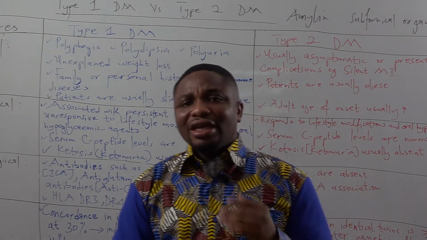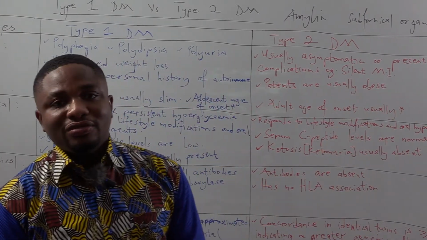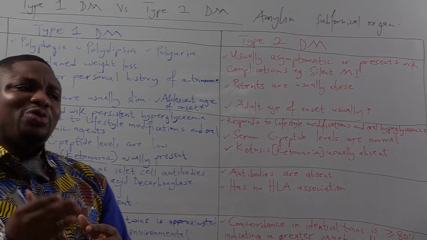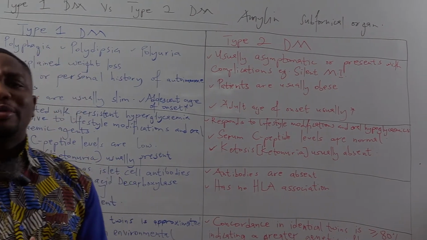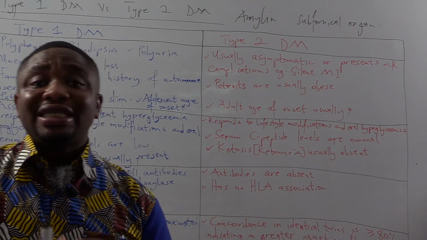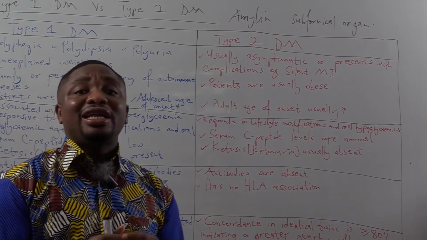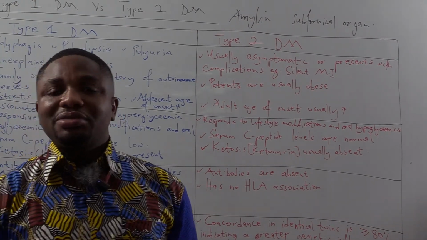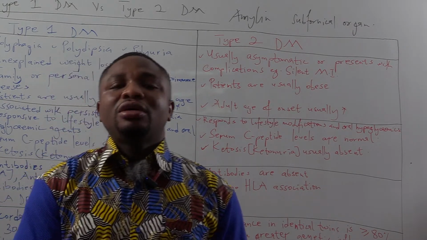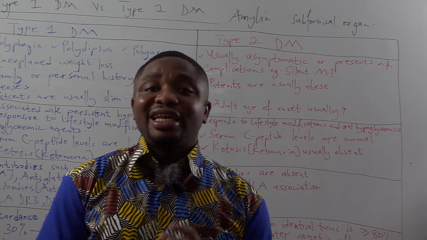Now, let's move ahead and look at the type 2 diabetes mellitus with regards to the clinical features. For type 2 diabetes mellitus, usually they progress asymptomatically, meaning that they do not present with symptoms. Or if they are going to present with anything at all, they will come along with complications. Example is the silent MI.